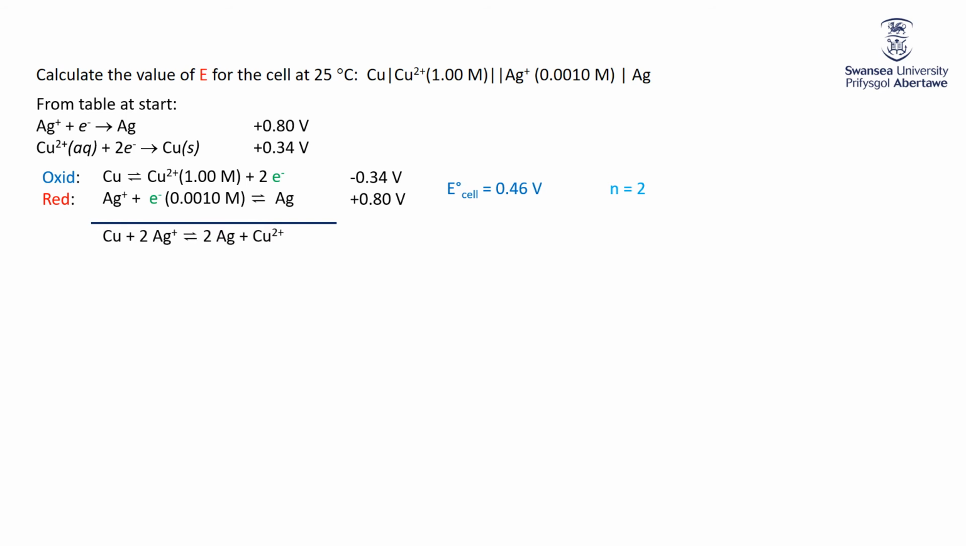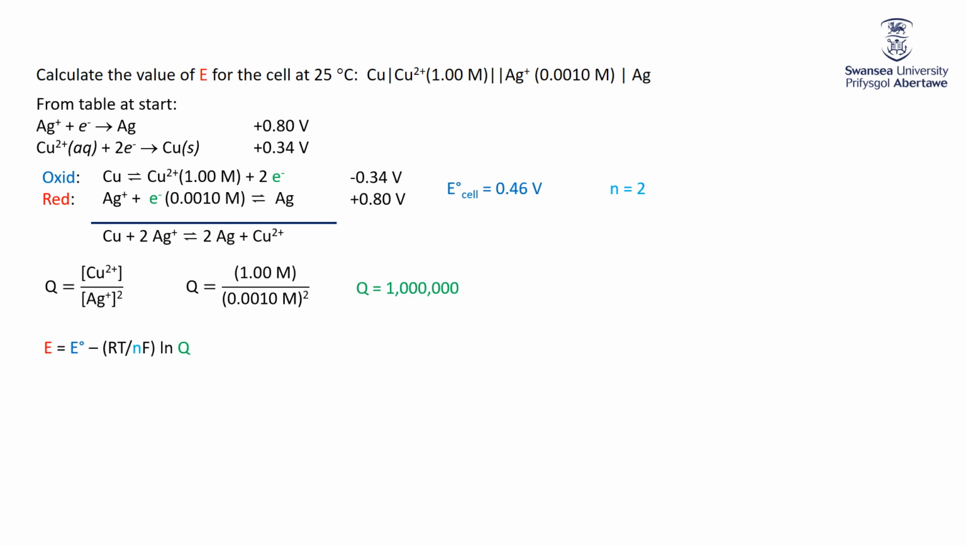Now, there is the overall equation. Copper plus 2 Ag plus goes to 2 Ag plus copper 2 plus. From that, we can get Q. Okay, we're not at standard state, so we need to figure out what Q is. Copper is a solid, the silver is a solid, so those do not feature in Q. And we are told these concentrations: copper 2 plus concentration of 1, silver plus concentration 0.001, so we can calculate Q is 1,000,000, 1 times 10 to the 6.